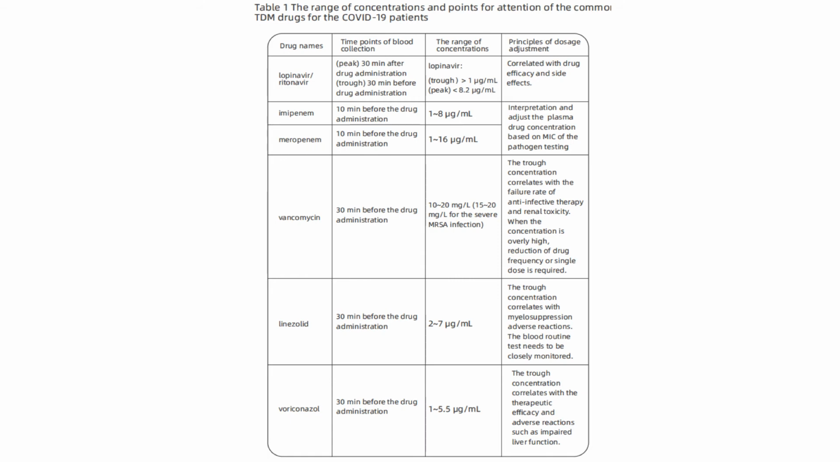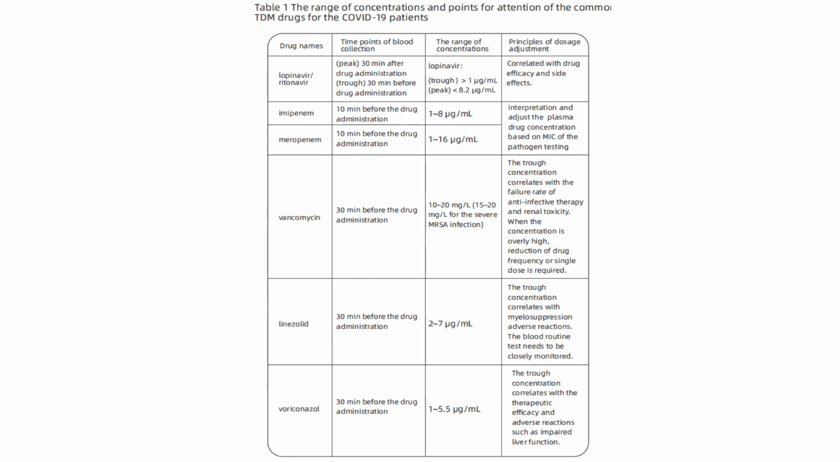For vancomycin, you do a blood level 30 minutes before the drug administration. The range of concentration is 10 to 20 milligrams per litre, and it's 15 to 20 milligrams per litre for the severe MRSA infection. Principles of dosage adjustment is the trough concentration correlates with the failure rate of anti-infective therapy and retinal toxicity. When the concentration is overly high, reduction of drug frequency or single dose is required.